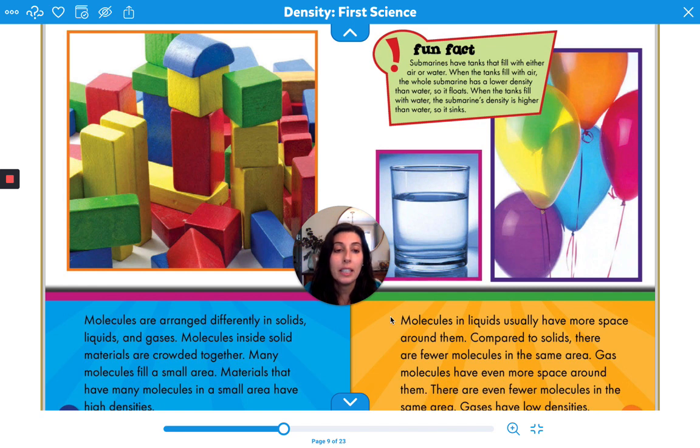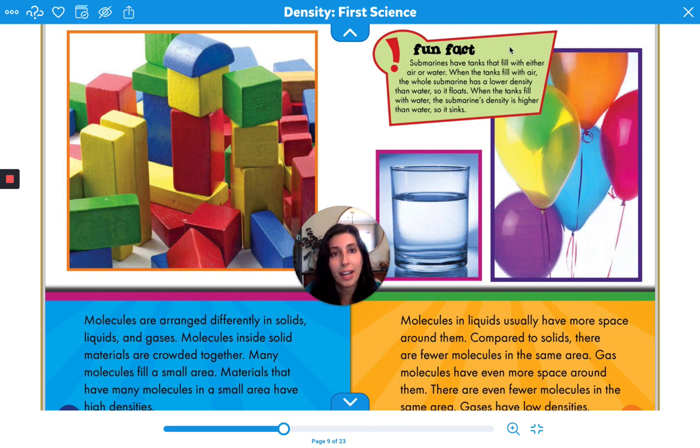Molecules in liquids usually have more space around them. Compared to solids, there are fewer molecules in the same area. Gas molecules have even more space around them. There are even fewer molecules in the same area. Gases have low densities.